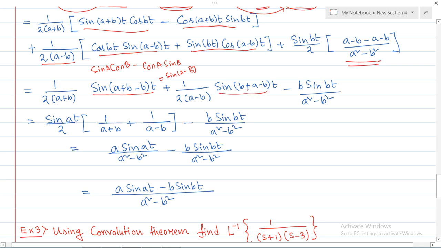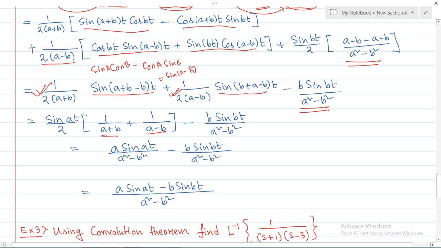So it will come B plus A minus B into T. And here, after doing the simplification, we get B into sine Bt by A square minus B square. So obviously here it is coming sine AT, also here it is coming sine AT. So 1 by 2 sine AT you can take common. So these two terms can be adjusted, that is 1 by A plus B plus 1 by A minus B.